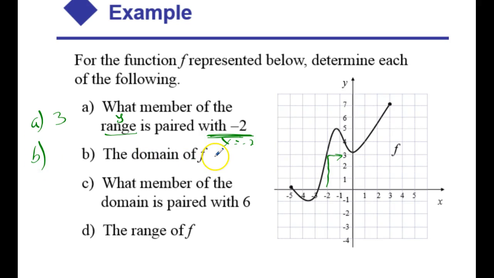For B, it says what's the domain of the function, and the domain goes left to right. So it looks like the farthest left is -5, and it includes -5, and the farthest right that it goes is a 3. So I would say from -5 to 3, and I'm going to put a bracket on there because it looks like those are closed dots. If this would have been an open dot here, then I would put a parenthesis to say that it doesn't include the 3. But since it's closed, I'll put a bracket.